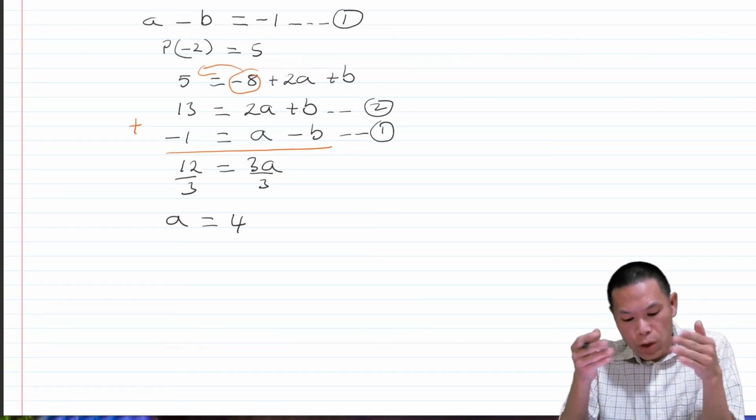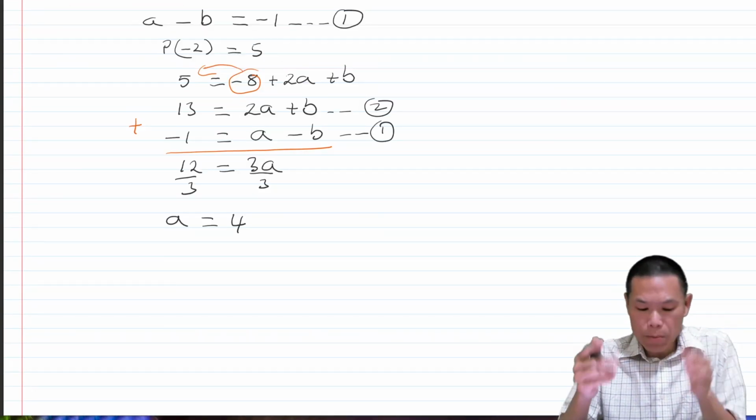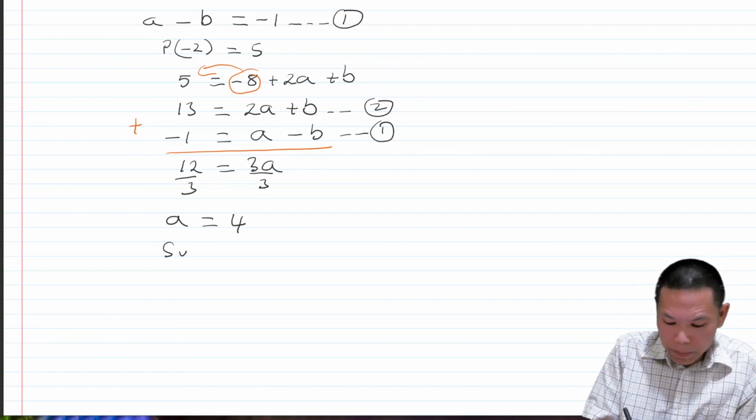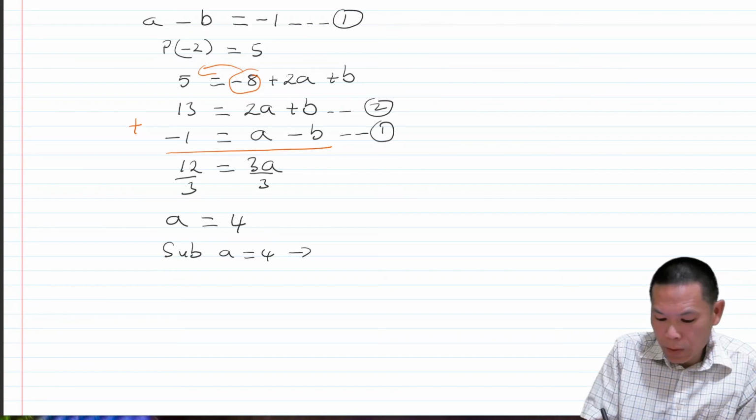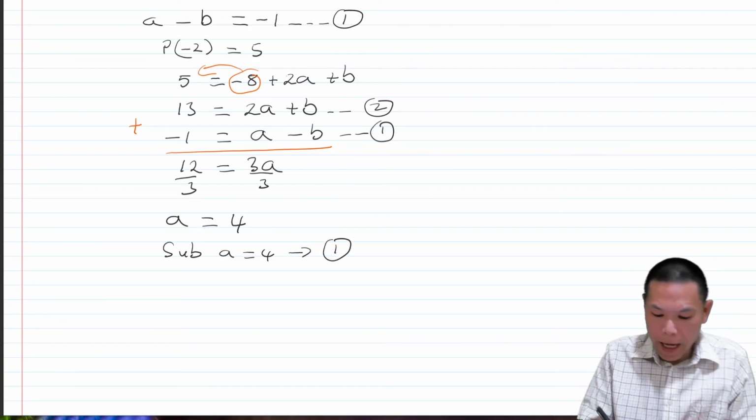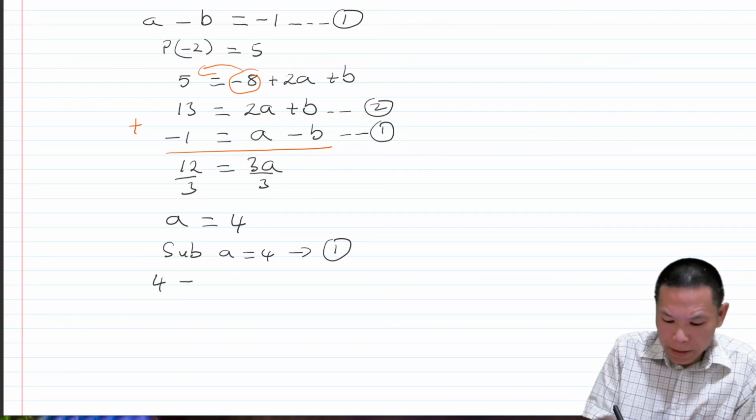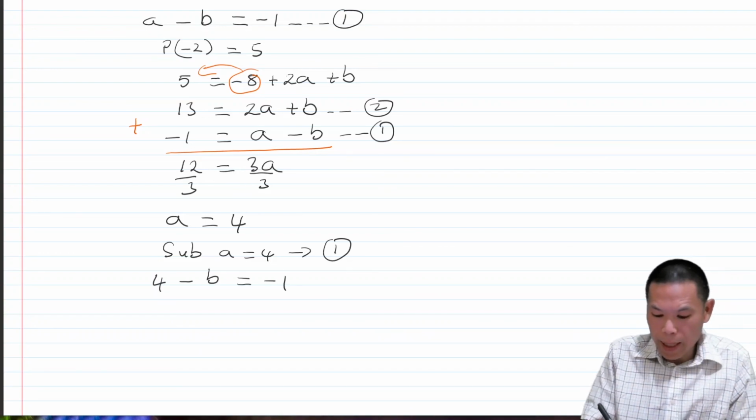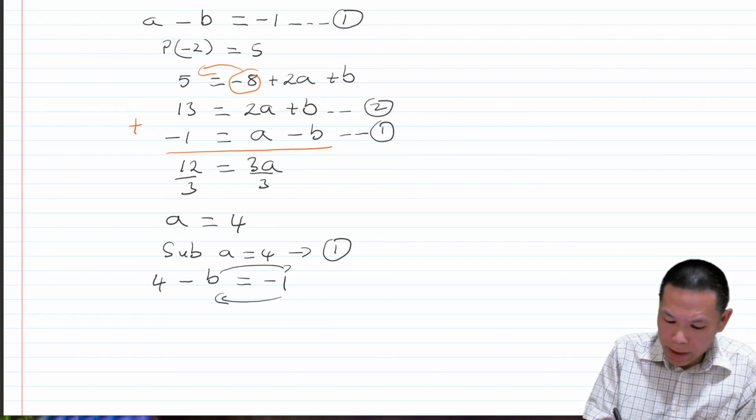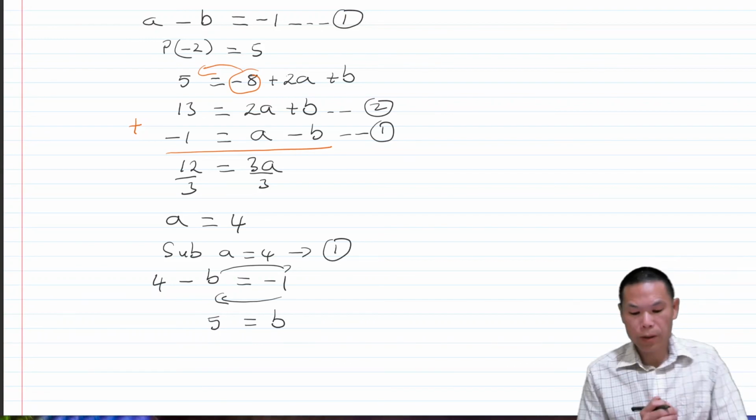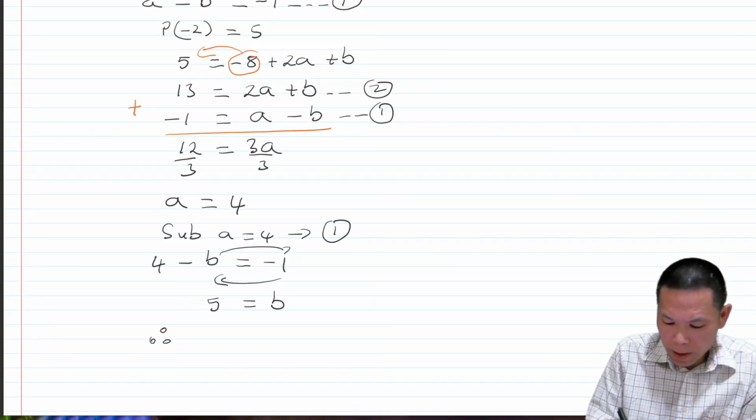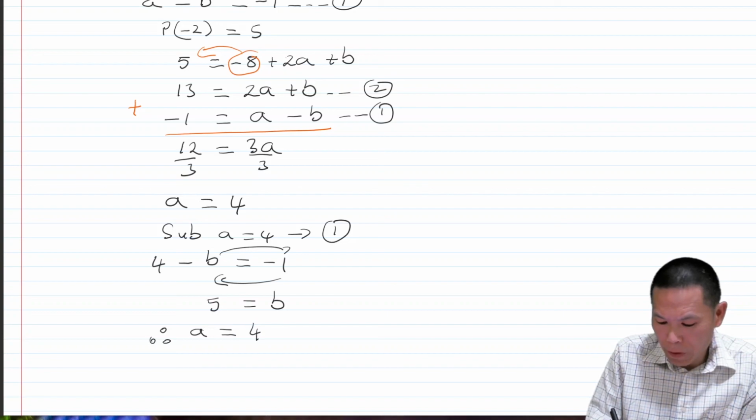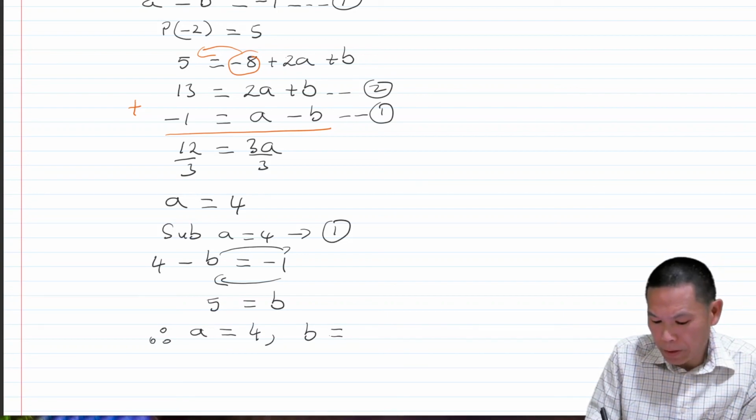Now I just substitute a equals 4 into equation number 1. This means that 4 minus b is equal to negative 1. And then I move the b to this side, the 1 to this side. So 5 is equal to b. So therefore, a is equal to 4 and b is equal to 5.